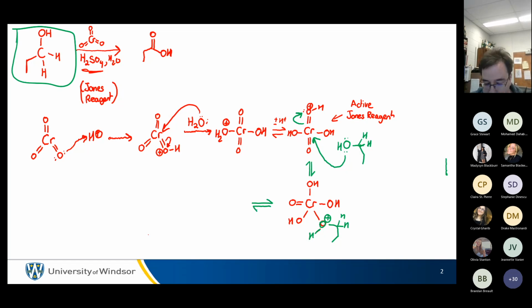We can do another proton transfer here. Because just look at how many bonds the chromium is making. This is making me squeamish, and I'm uncomfortable right now.